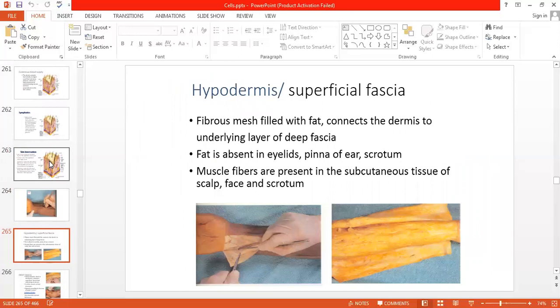Hypodermis or superficial fascia, which is attached to the bone, is a fibrous mesh filled with fat that connects the dermis to the underlying layer of deep fascia. Fat is absent in the eyelids, penis, and scrotum. Muscle fibers are present in the subcutaneous tissue of the scalp, face, and scrotum.